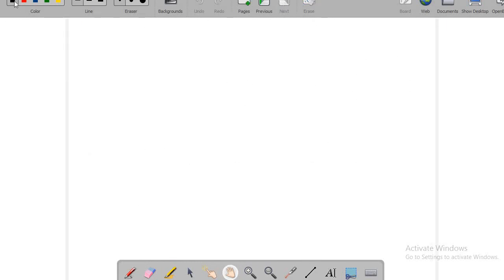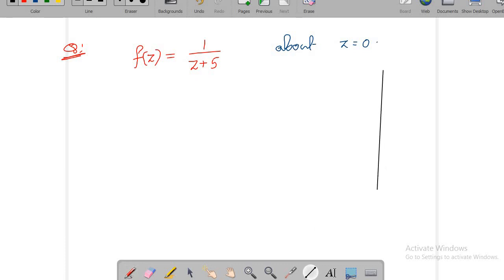Let's do one thing. Let us solve one more example. Let us see what is the Laurent series expansion, or what are all the possible expansions of this function in all domains. I need all possible expansions about z equal to 0. So first, try to recognize what are the singular points of this function. The singular point of this function is z equal to negative 5.